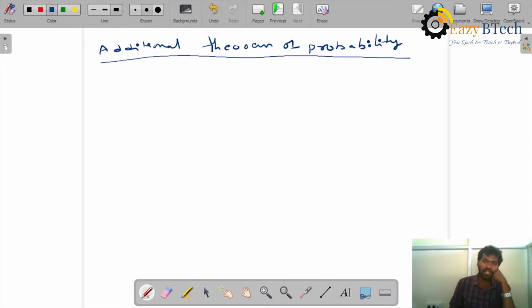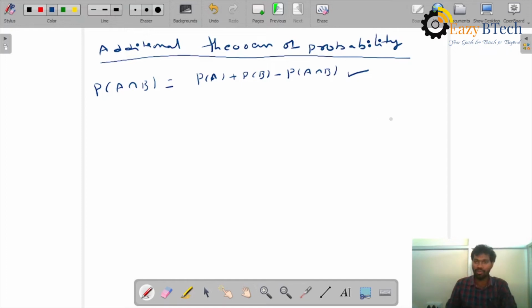The addition theorem of probability states that the joint probability of events, we already know, we have a formula: P of A union B equal to P of A plus P of B minus P of A intersection B. The proof of this expression is called the addition theorem of probability.